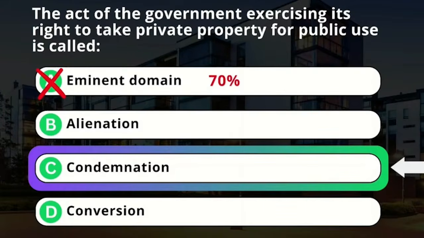The truth is many folks realize that eminent domain is a phrase where the government can take private property for public use. Eminent domain is the right of government. However, this is saying the act of the government, or another word for act could be the process. And so that's condemnation all day long. Condemnation is the act or the process, and eminent domain is the right. And again, this question nails, as you can see here, 70%. If you can just get this one and you're just about to pass, you just passed.